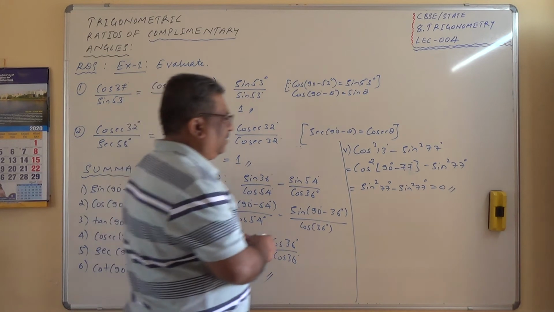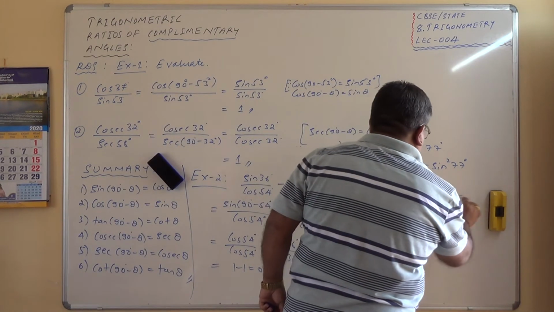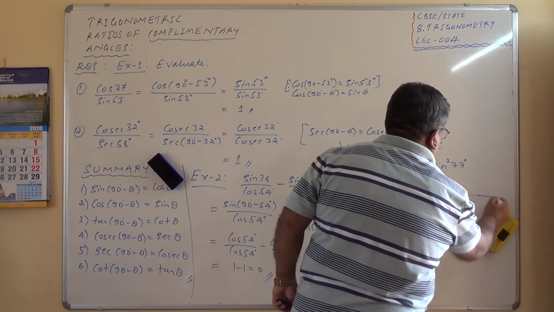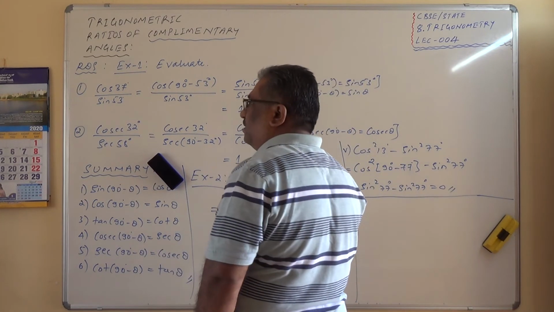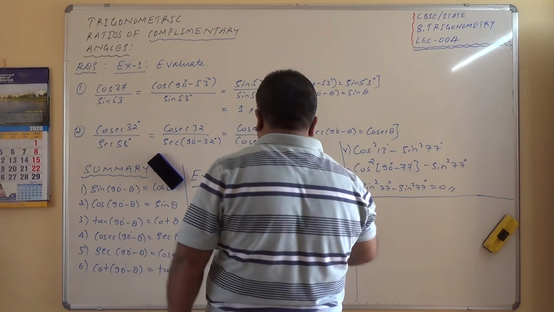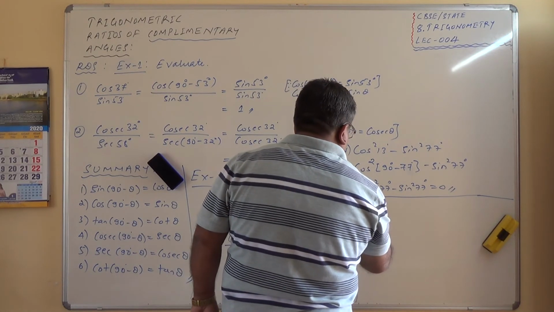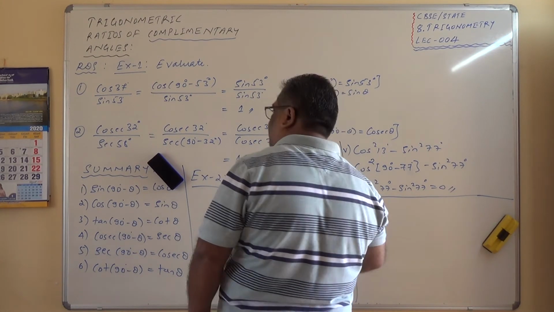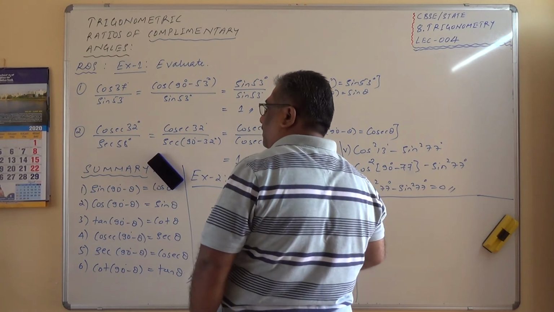Where should I write? Here. This is okay, we can write here. Example number 3. Example 3, out of which the first one is cos 80 by sin 10.